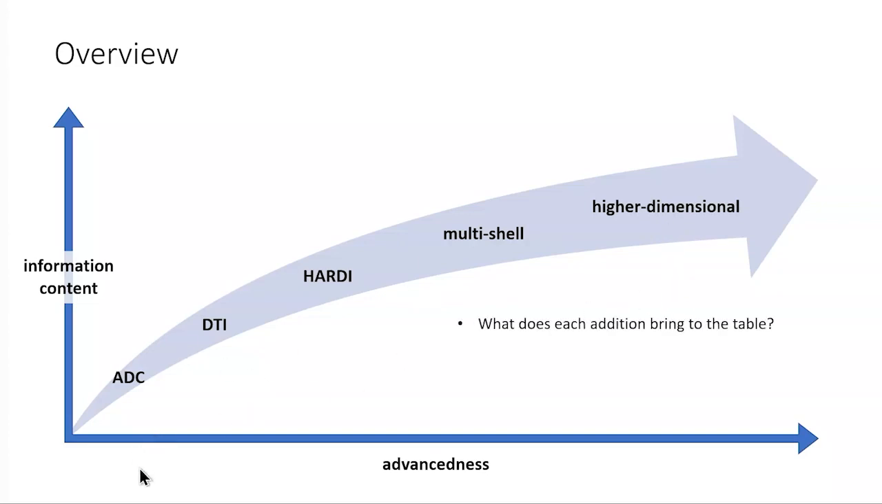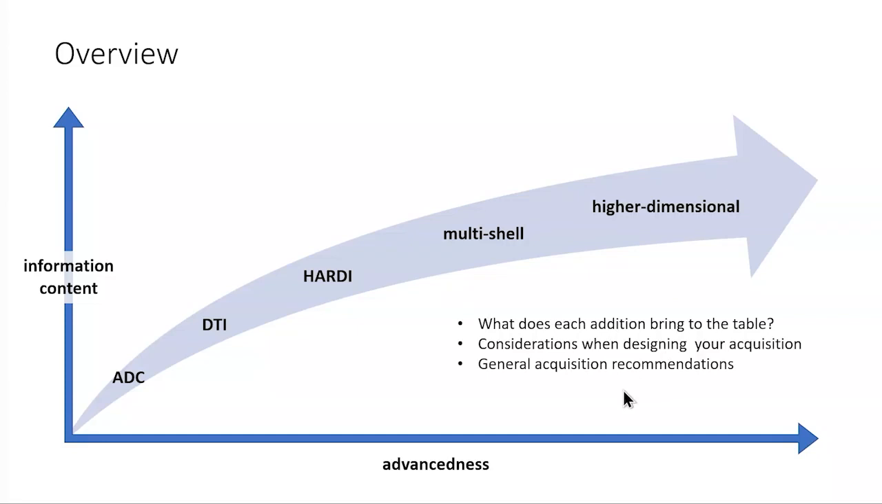At each step, I will try to explain what these changes bring to the table, so what kind of new information they add. And I will also try to figure out some guidelines for designing your acquisition. So which b-values do we need at each step, and which gradient orientations. And then finally, if time permits, I will also give some general acquisition recommendations and guidelines.